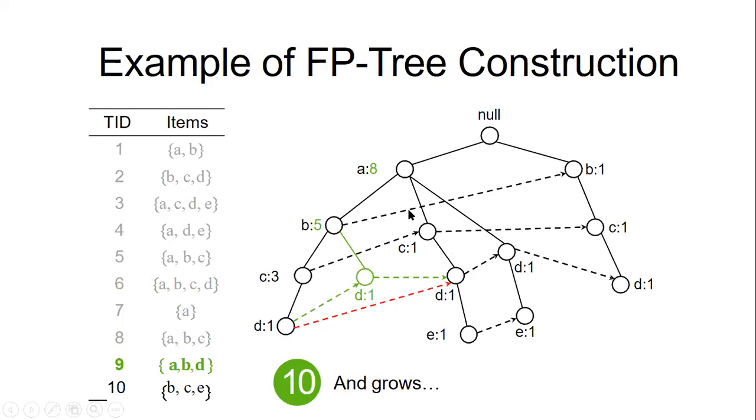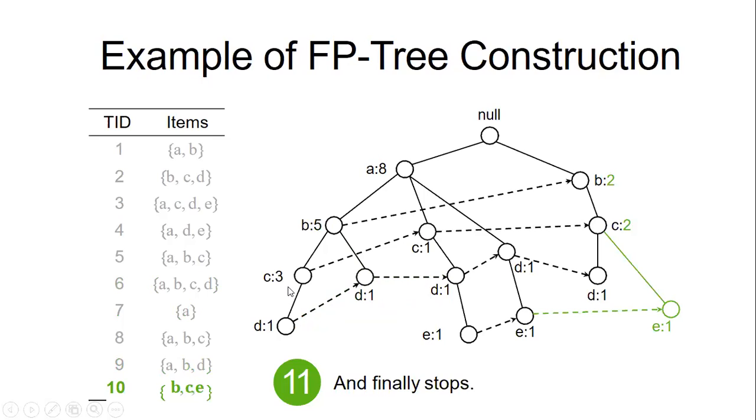Okay, linking. So like this, the last transaction. A counter is 8, B is 5 and D is 1. Then the last one is BCE. So here the prefix is not A, it is B. Then which branch do we have to move into? The one which is having branch B.